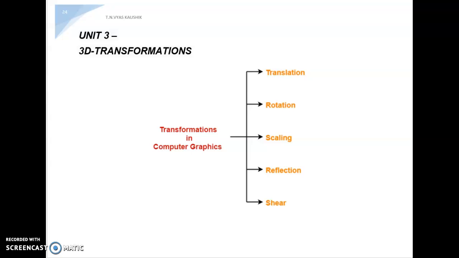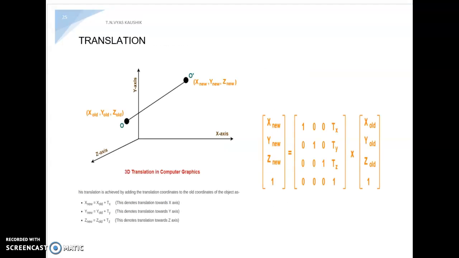As I've already told you, 3D transformation is very similar to 2D transformation. The only difference between 3D and 2D transformation is the addition of one more coordinate axis, which is the z-axis. In 3D transformation also we have 5 basic transformations, which are translation, rotation, scaling, reflection and shearing. So first let us see the translation in 3D.